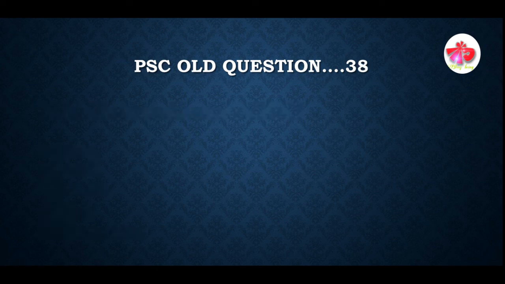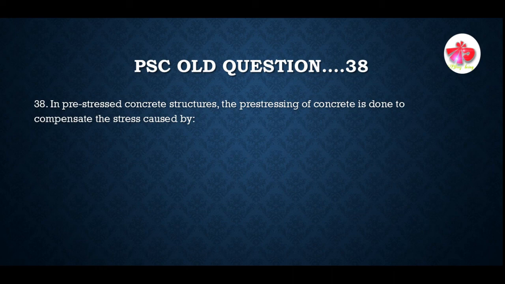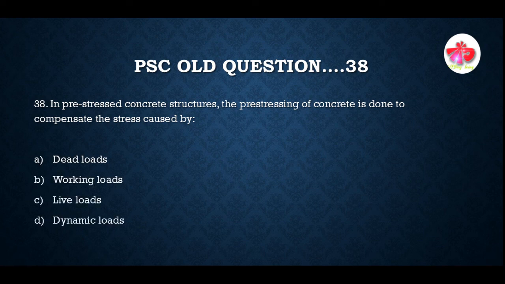Let us move to question number 38. In pre-stressed concrete structures, the prestressing of the concrete is done to compensate the stress caused by: option A is dead loads, option B is walking loads, option C is live loads, and option D is dynamic loading. So in pre-stressed concrete structures, the prestressing of concrete is done to compensate the stress caused by the walking loads, that is option B.